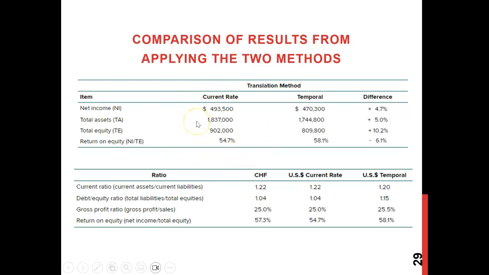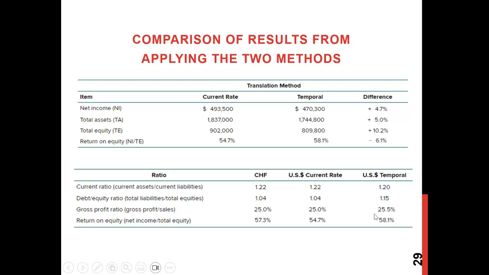Now, if you look at the converted numbers, the first column is showing the converted dollar value using the current rate method, and then the converted dollar value using the temporal method. You see both are not equal, so you have a difference. Based on those numbers, if you calculate the ratios, you will end up with different ratios. For example, you will see here ROE is different, right? ROE under the current rate method is 54.7%, under the temporal method 58.1%. Same thing, the current ratio is different.